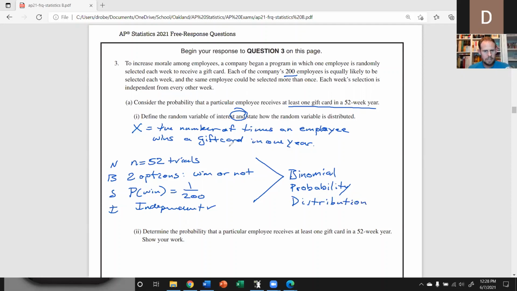If this was me, I'd be taking out a person after they won, and that would change it to geometric, but that would make it a lot more complicated. All right, so this is binomial. We've defined our variable, and we've said that it's binomial.